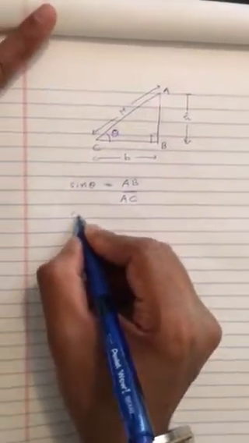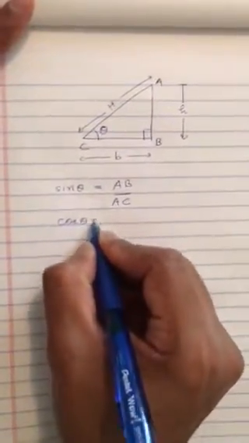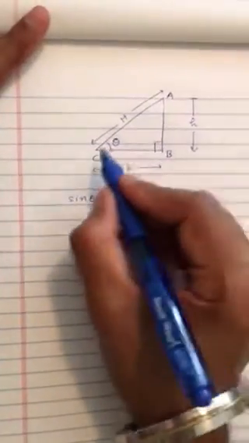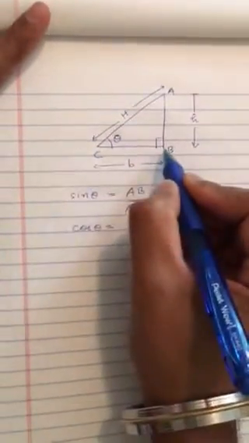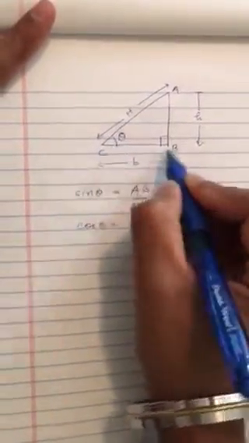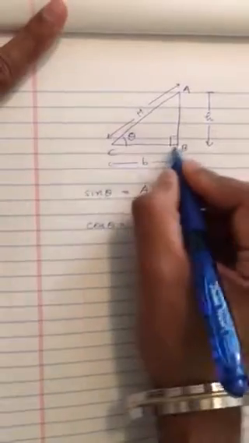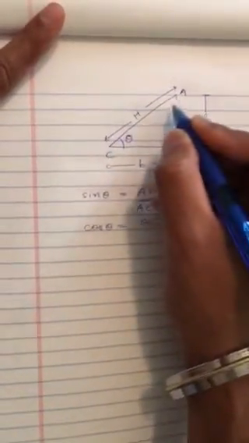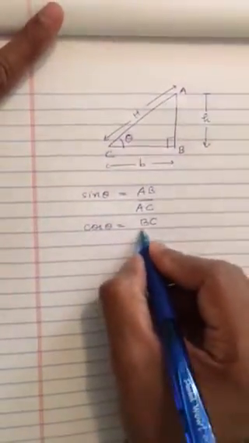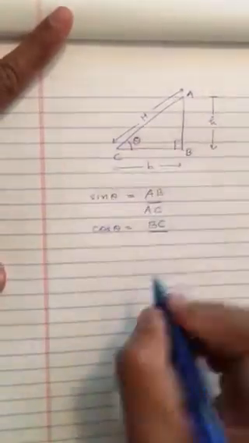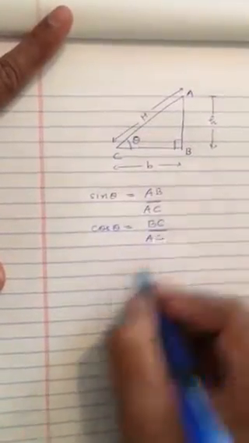The next function is cos theta. Cos theta is equal to the side of the triangle which is adjacent to theta. Over here the adjacent side to theta is BC, you can see that, and the hypotenuse is AC. So cos theta is base divided by hypotenuse.